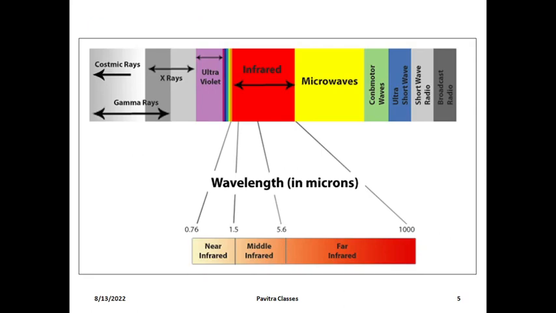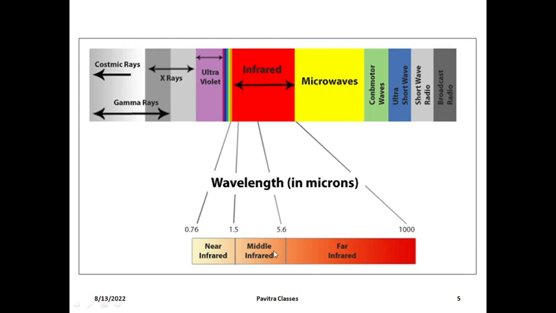You can see the picture. This is the electromagnetic radiation. After the ultraviolet and visible radiation, the infrared range comes. In this wavelength in microns, you can see near IR, mid IR and far IR.